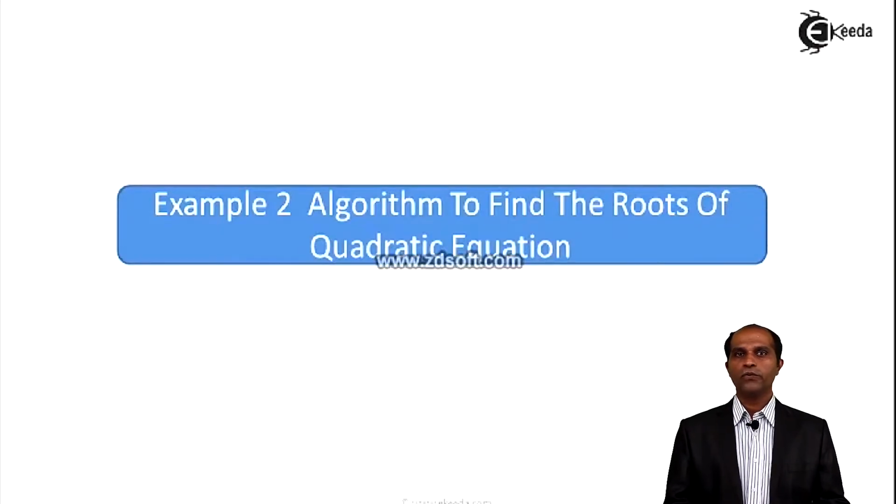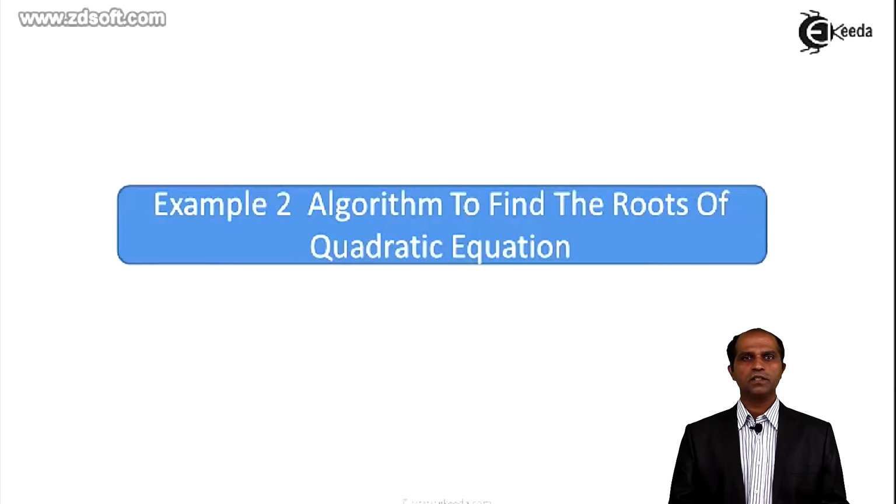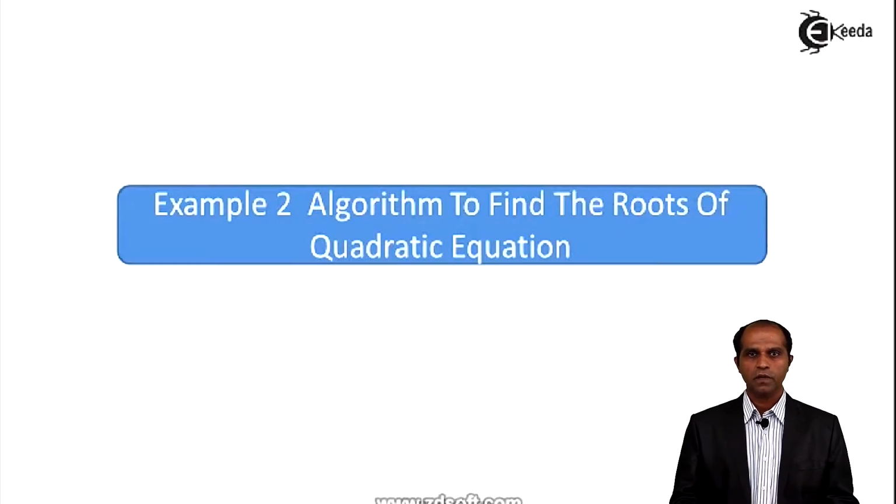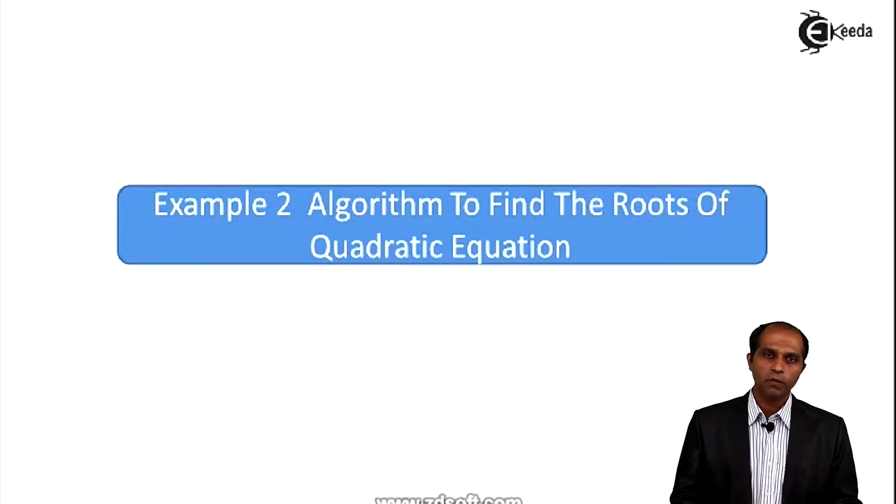How do I write an algorithm to find the roots of a quadratic equation? We have already seen the problem definition. The problem definition says that you have to accept the input, which is three quantities of type integer or floating point, depending upon the user's choice. Then I am supposed to decide whether the roots are going to be real or imaginary.